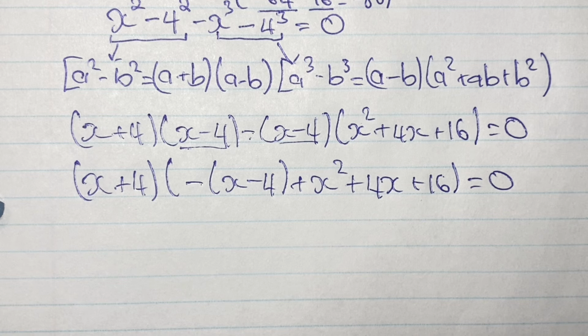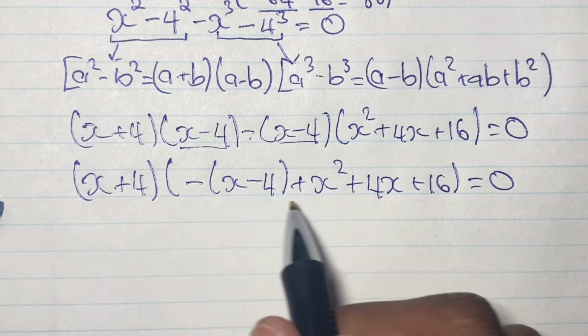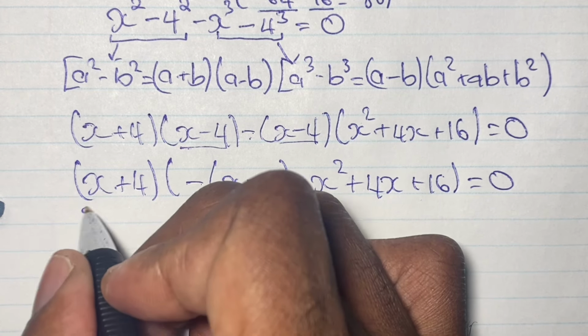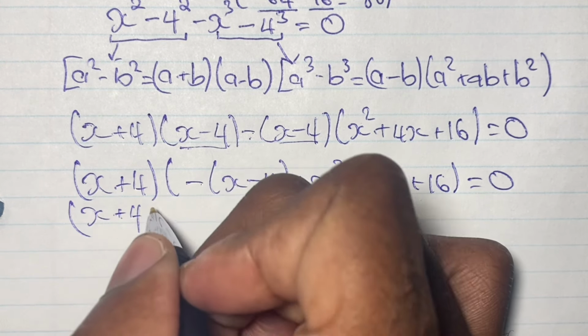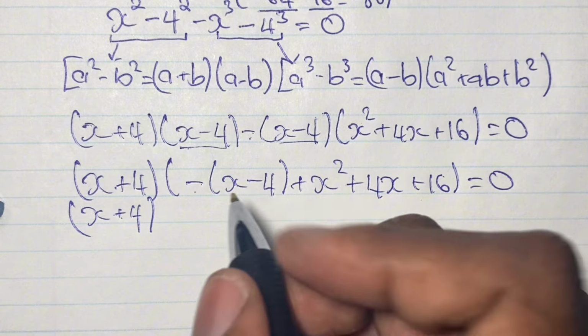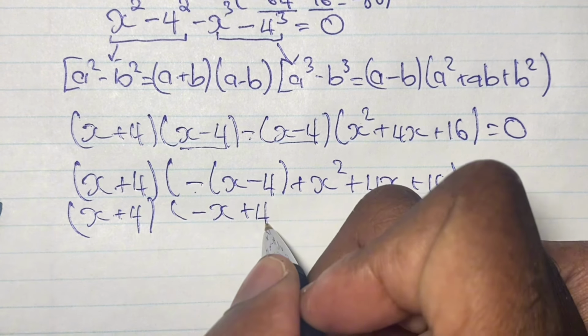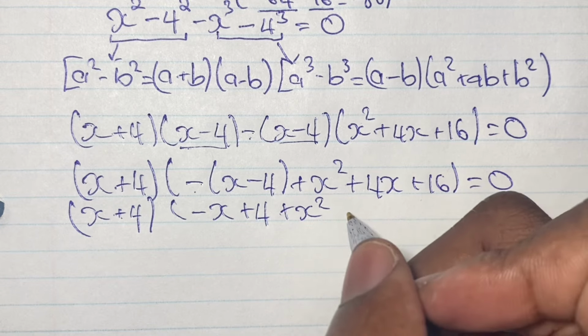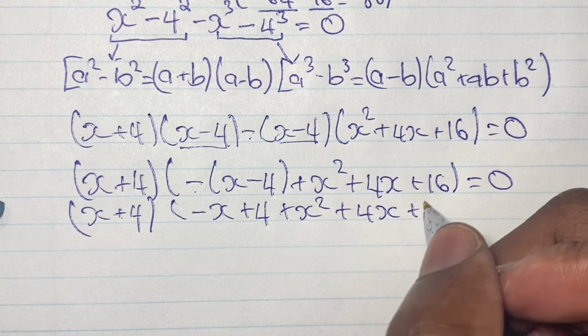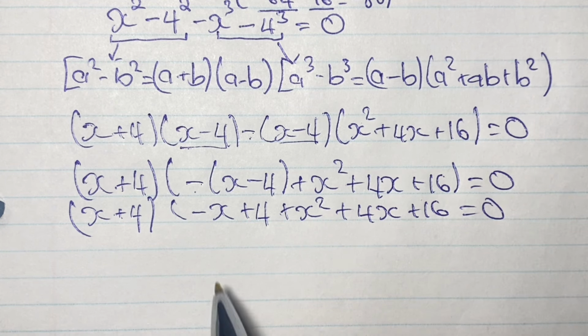So now we're just going to simplify what we have in brackets. We're going to do this by just rewriting the x plus 4 and simplifying the other bracket. So we said that x plus 4 must be in one bracket, and in the other bracket we have negative times x is going to give us negative x, and negative times a negative gives us a positive 4, and then we write back x squared plus 4x plus 16, and that's equal to 0.